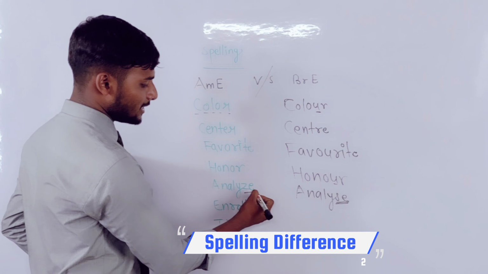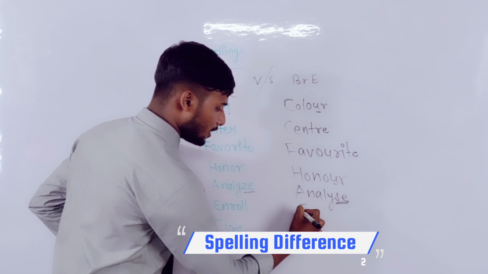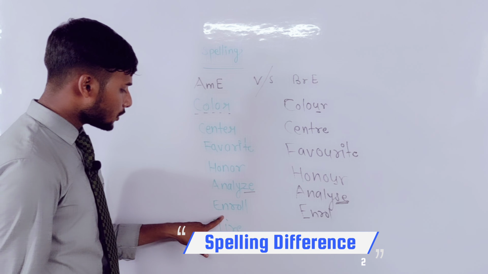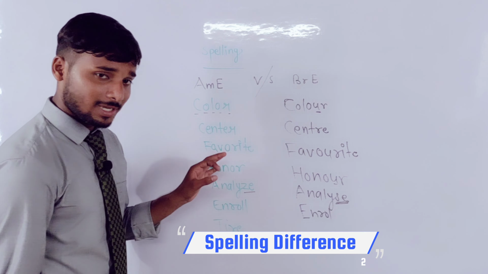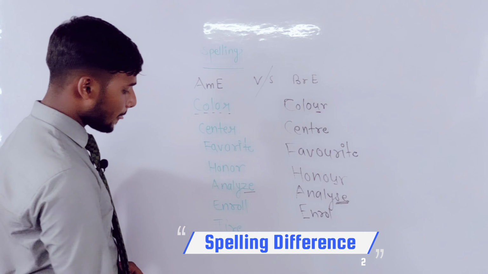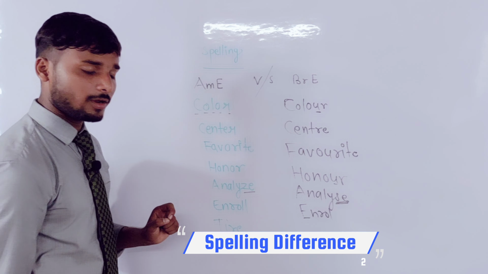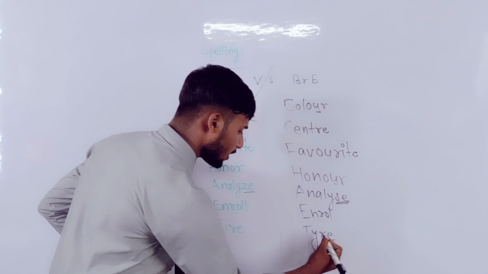Enroll, you can see E-N-R-O-L-L, enroll. But in British English, we use only a single L. Enroll yourself. So both are right. None of them is incorrect. You can see here, tire, T-I-R-E. But when you write in British English, you're gonna write T-Y-R-E, tyre.